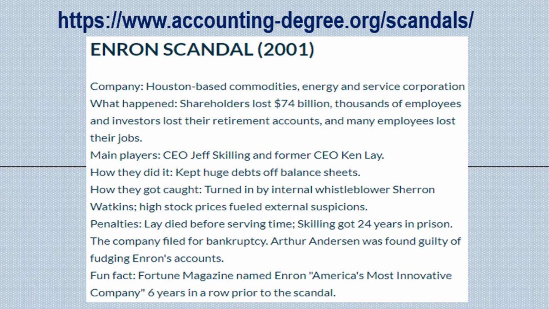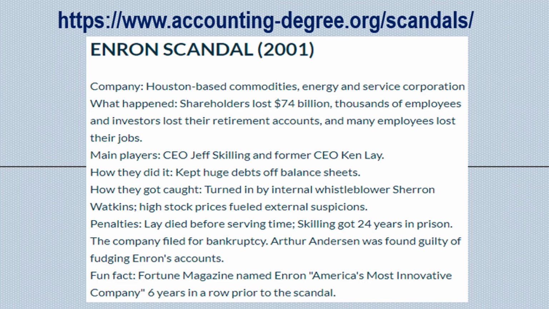So who are the main players? The CEO, Jeff Skilling, and former CEO, Ken Lay. How did they do it? Well, they kept huge debts off the balance sheet. So they kind of hid it. All right. How did they get caught? Well, they were turned in by an internal whistleblower, Sharon Watkins. All right. And the penalties for these executives was that Skilling got 24 years in prison, but Ken Lay died before serving time. So the company filed for bankruptcy.